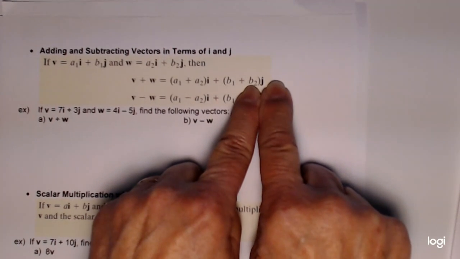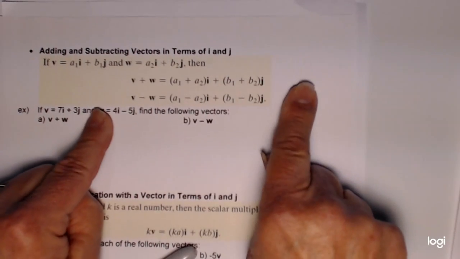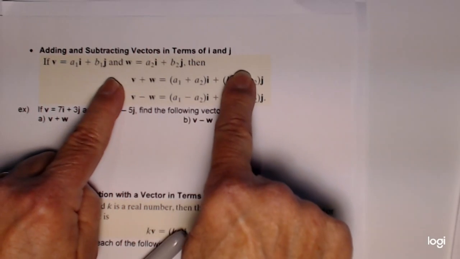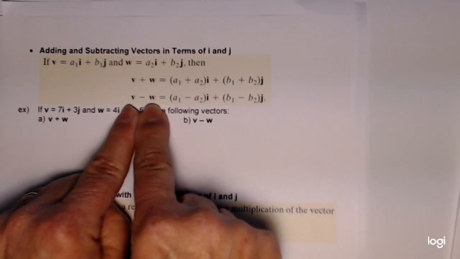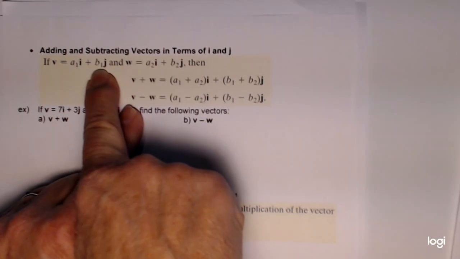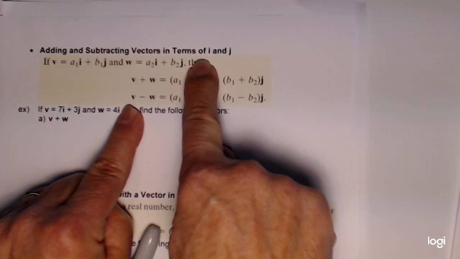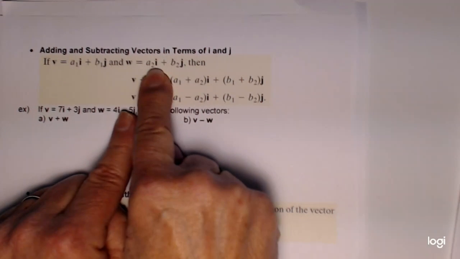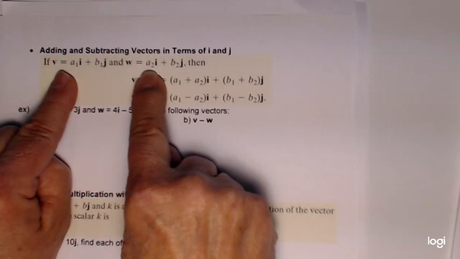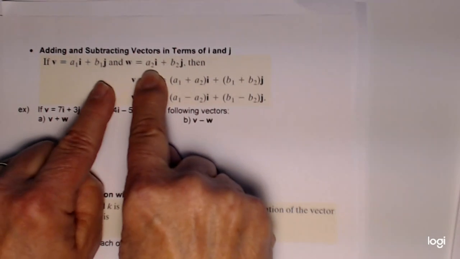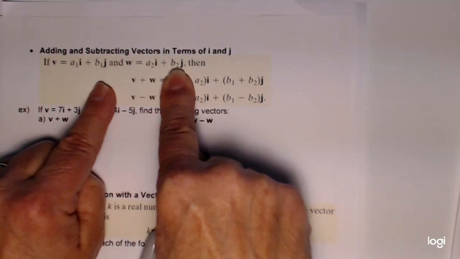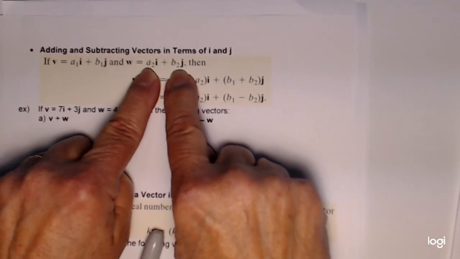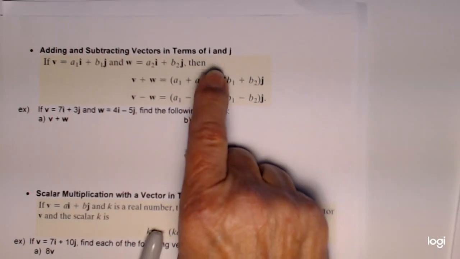For a subtraction, same thought, we're going to be combining A's and A's and B's and B's, but now the sign in front of the vector that is being subtracted is going to change. So this A is going to have its sign flipped, and this B is going to have its sign flipped. Forget what I said about the B's only. You flip the signs of the A and B in the vector that's being subtracted.